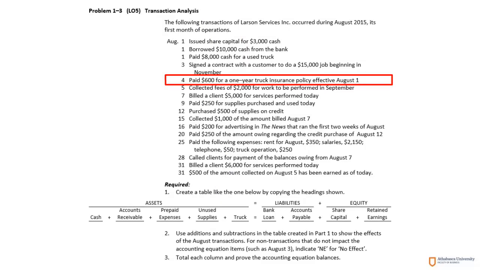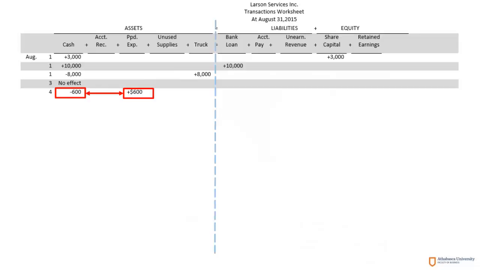On August 4th, $600 was paid for a one-year truck insurance policy effective August 1. This transaction affects only the asset side of the accounting equation, with cash decreasing by $600 and another asset, prepaid expenses, increasing by $600. Prepaid expenses are assets until they are used. Examples include prepaid insurance, prepaid rent, or prepaid subscriptions.